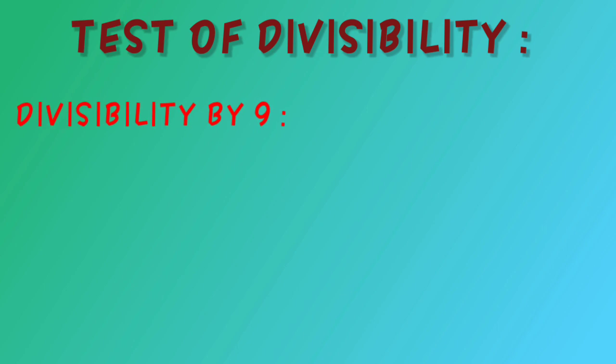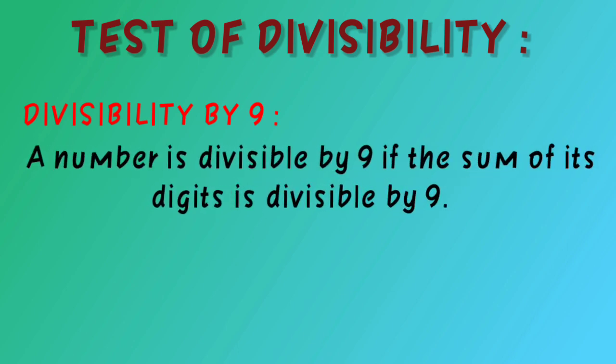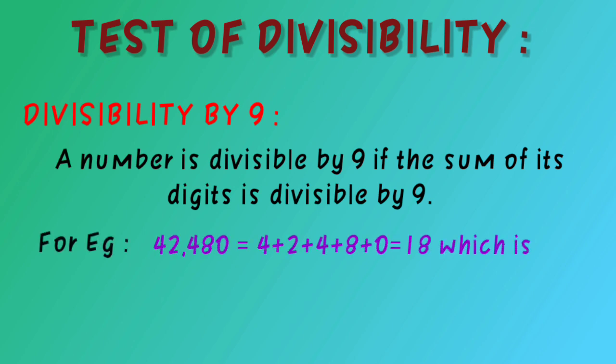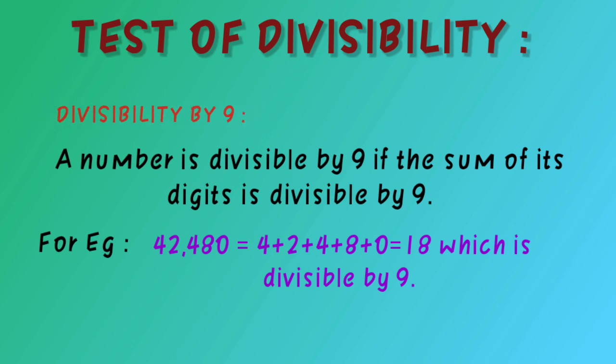Next, divisibility by 9. This one is quite similar to divisibility by 3. Here also, a number is divisible by 9 if the sum of its digits is divisible by 9. For example, 42,480. The sum of its digits is 4 plus 2 plus 4 plus 8 plus 0 equals 18, which is divisible by 9. Therefore, the whole number is divisible by 9.